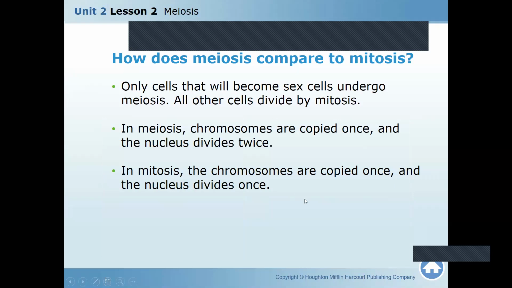In meiosis, chromosomes are copied once and the nucleus divides twice. The nucleus divides two times: first in the first stage and then again in the second stage. In mitosis, the chromosomes are copied once and the nucleus divides once. The nucleus does not divide twice, that's why we have only one phase. In mitosis, I have only prophase and all that. But in meiosis, I have 2 phases. They divide twice.